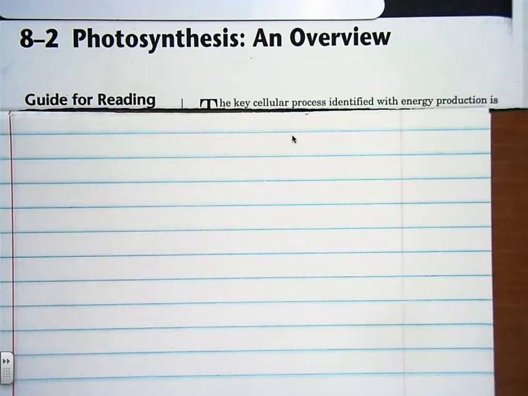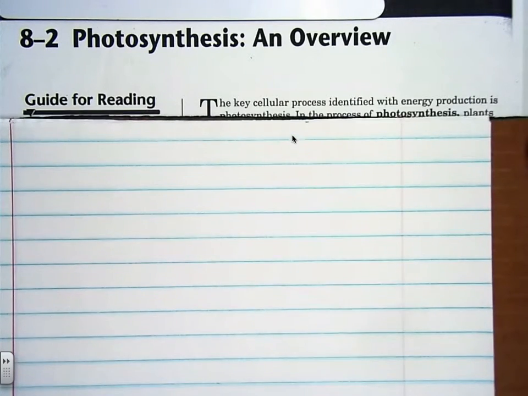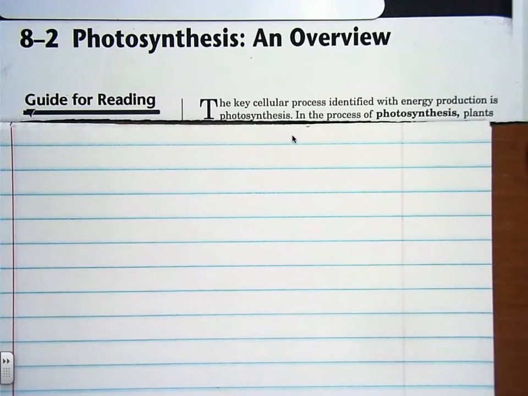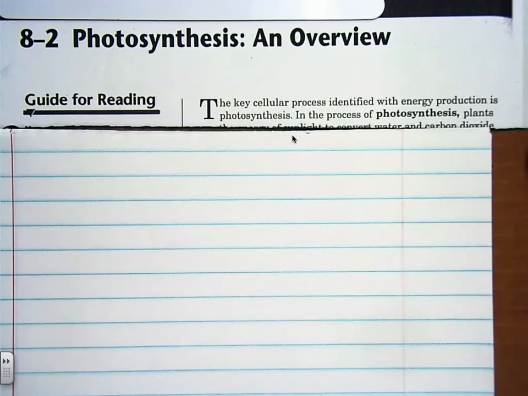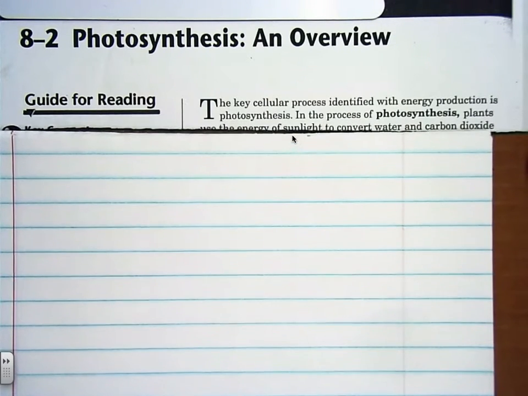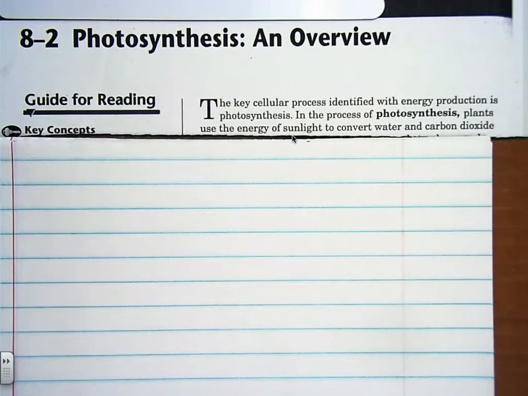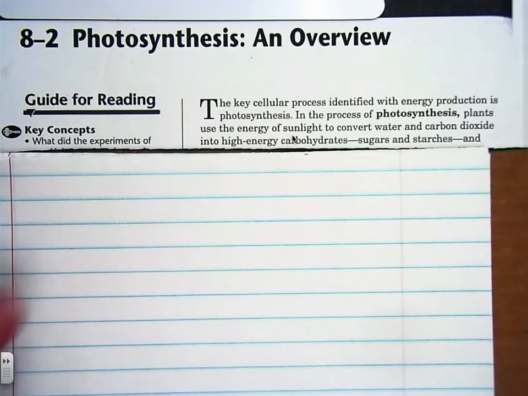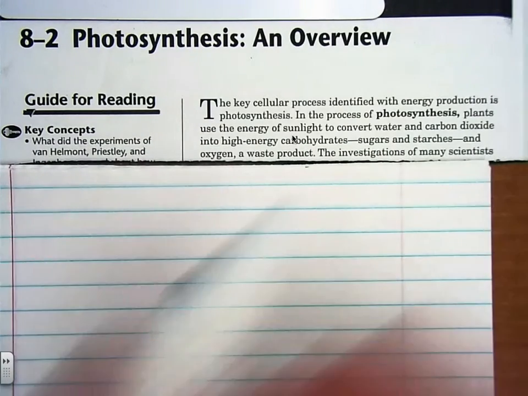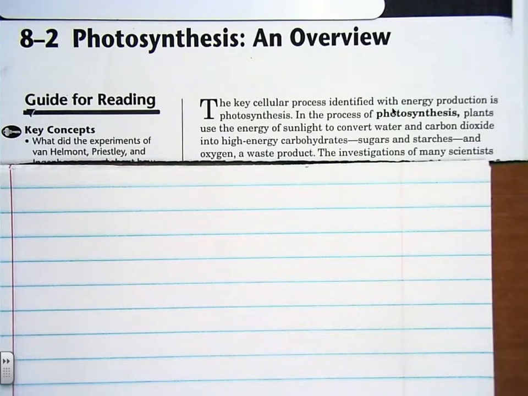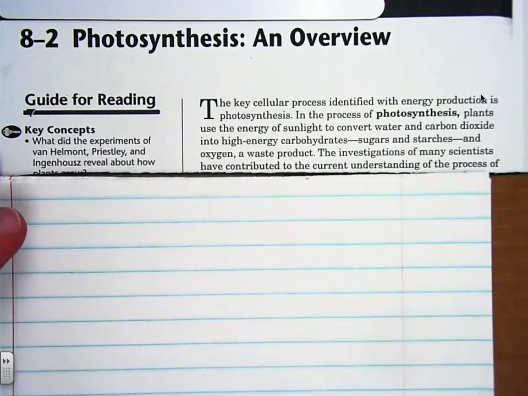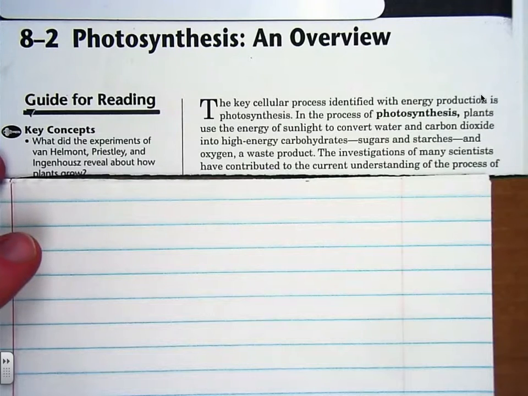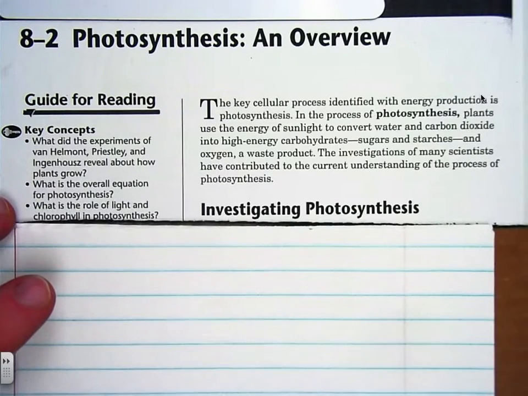The key cellular process identified with energy production is photosynthesis. In the process of photosynthesis, vocab word, plants use energy of sunlight to convert water and carbon dioxide into high-energy carbohydrates, sugars and starches, and oxygen, a waste product. The investigations of many scientists have contributed to the current understanding of the process of photosynthesis.